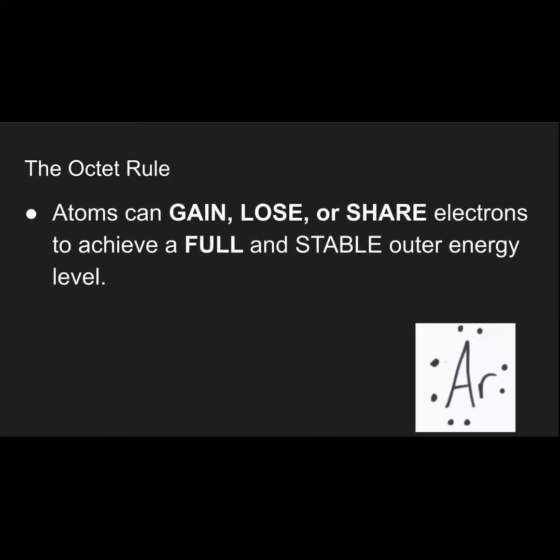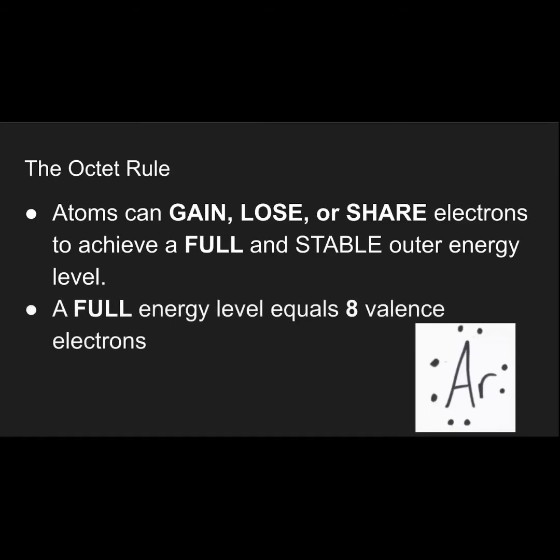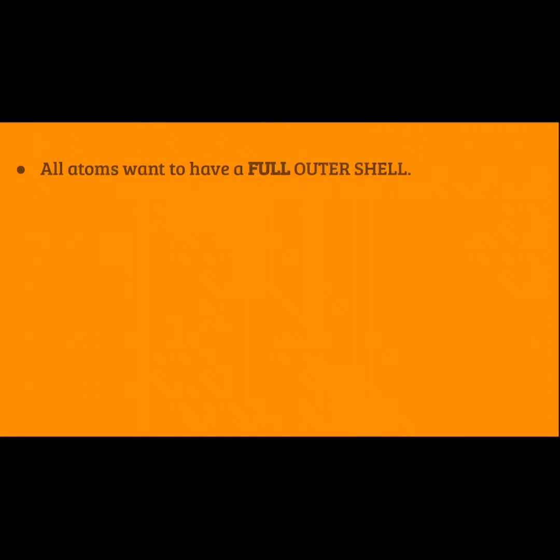First, you need to know about the octet rule. This says that atoms can gain, lose, or share electrons to achieve a full and stable outer energy level. So like argon, that's pictured here in the corner. Argon is in group 8, so it has 8 valence electrons. So it is already stable. A full energy level equals 8 valence electrons.